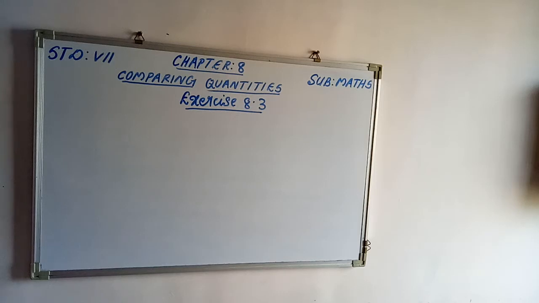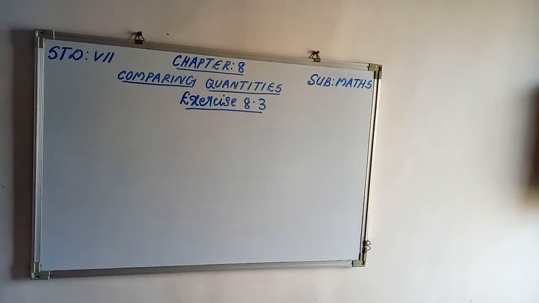So the first question. Gardening shears bought for rupees 250 and sold for 325. So the cost price is 250 and the selling price is 325. So you have to see which one is greater, selling price or cost price. If cost price is greater, there is a loss, and if selling price is greater, there is a profit. In this question, the selling price is greater, so there is a profit.